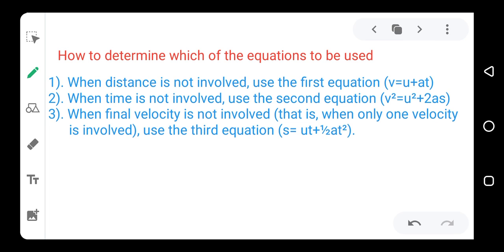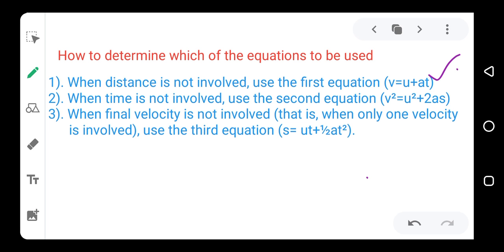Now, how do we know which of the equations to use? When you are given any question, what you have to look for is this: when distance is not involved in the equation given to you, you use this equation. This one does not contain s. That means it does not contain any distance.